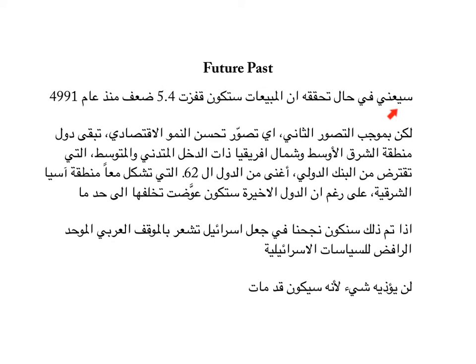So examples of the future past, talking about some event in business. It says it will mean sayani في حال تحققه, in case it actually happens. أن المبيعات ستكون قفزت. So it means that the sales will have jumped 5.4 times since the year 1994. Notice 1994 is written backwards. That sometimes happens when you bring things in, but of course in the original Arabic it would have been forwards. So the idea is if such and such happens, then this thing will have already happened.